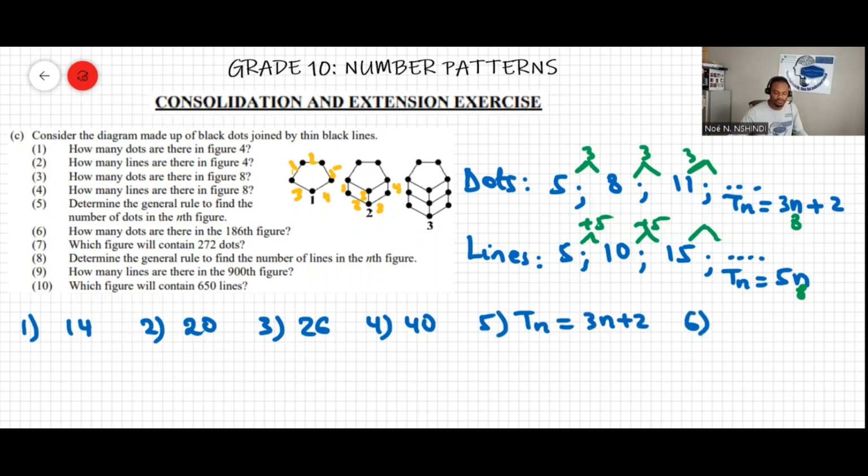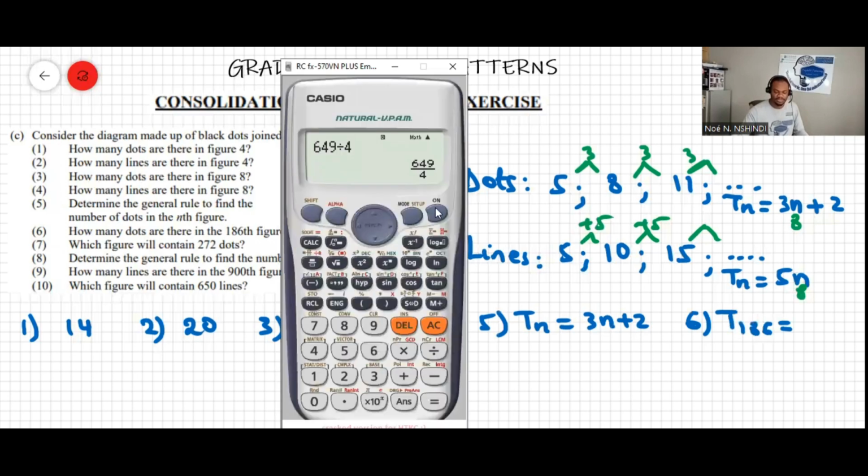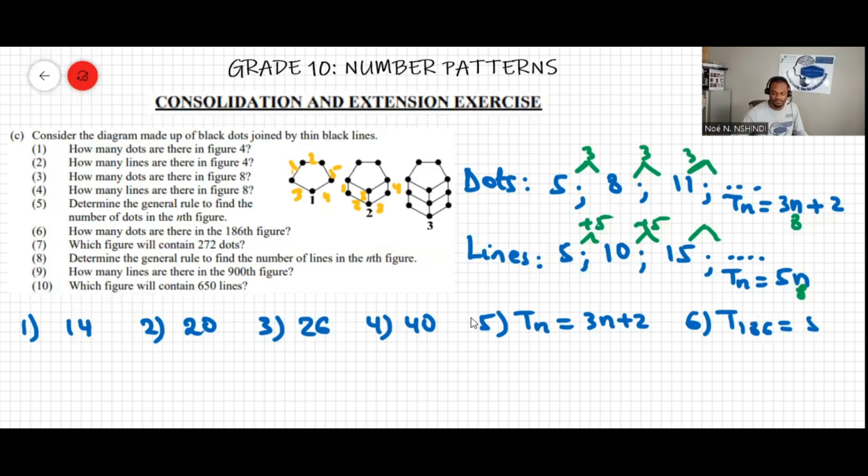And then question 6 also says how many dots are there in figure 186. So over here we will substitute 186 where we see n. So I can say T186 will be equal to, I can use a calculator. So we say 3n, so 3 open bracket, and instead of n I write 186 close bracket, and then plus 2, which is equal to 560. So it makes 560.